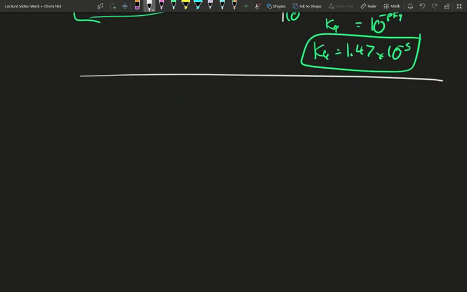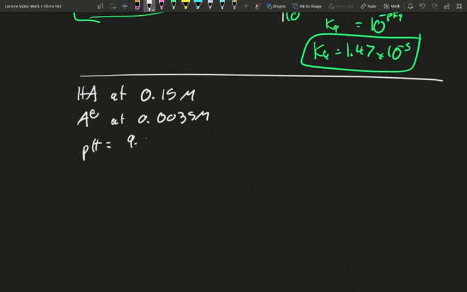Let's give that a try with another one. Let's have an acid at 0.15 molar, a conjugate base at 0.0035 molar, and a pH equal to 9.73. Go ahead and pause, solve the Ka for that, and then come on back.